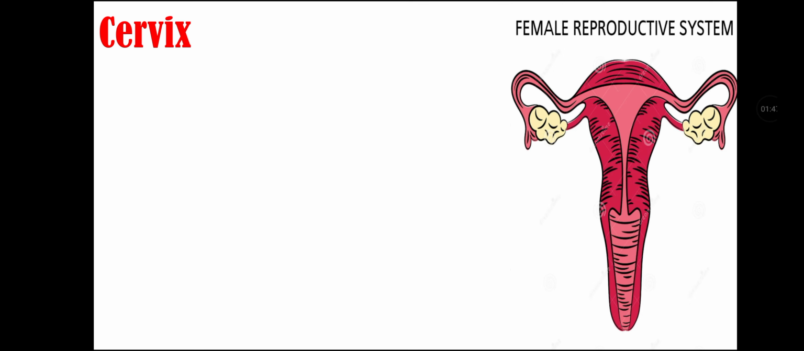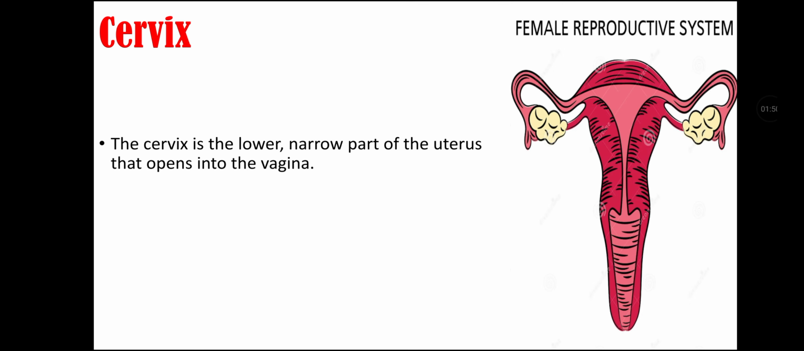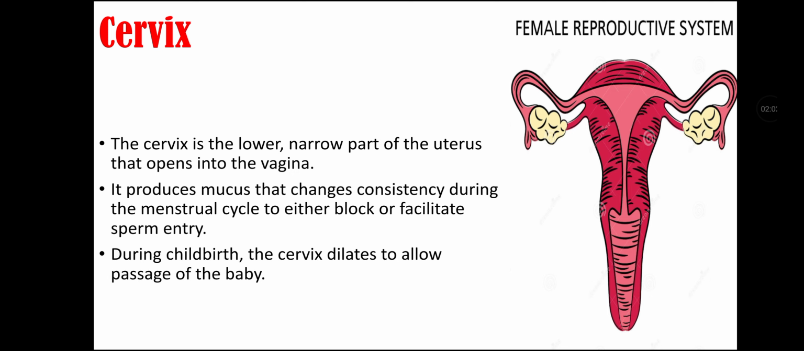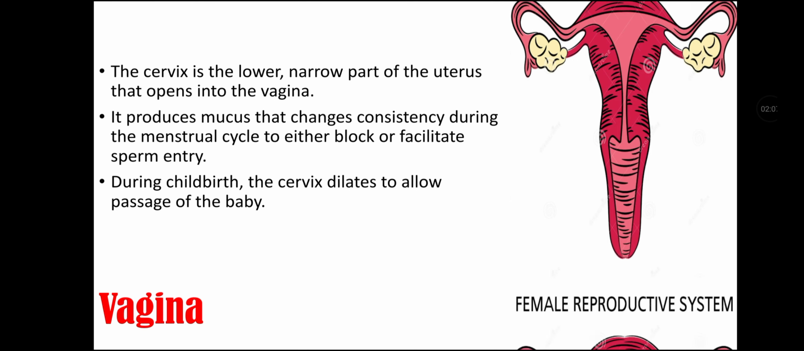Next part of female reproductive system is cervix. Cervix is the lower narrow part of the uterus that opens into vagina. It produces mucus that changes consistency during the menstrual cycle to either block or facilitate sperm entry. During childbirth, the cervix dilates to allow passage of the baby.